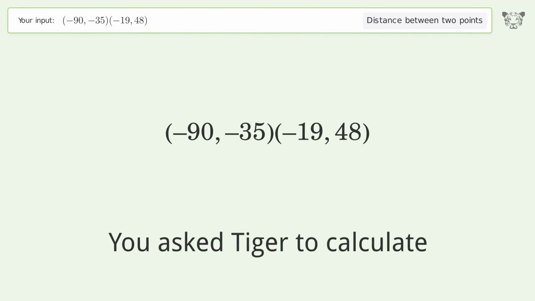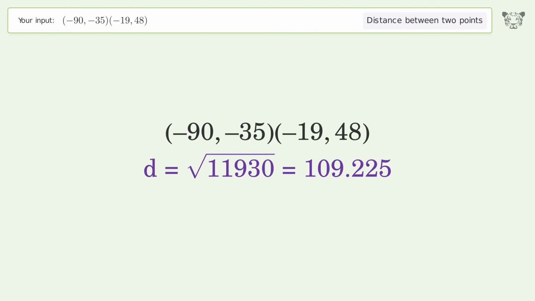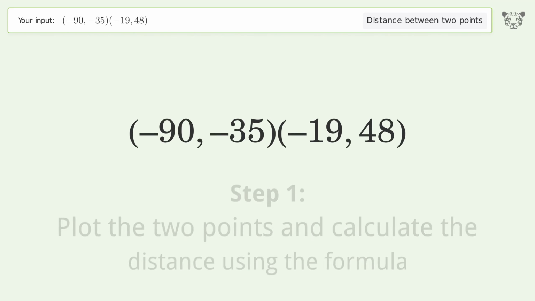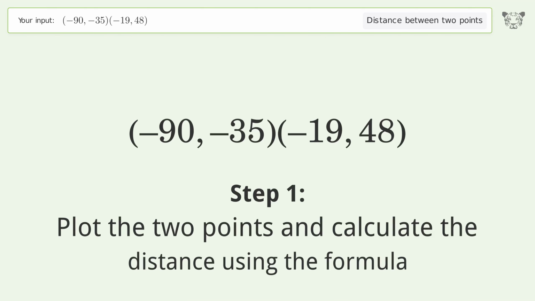You ask Tiger to calculate. This deals with the distance between 2 points. The distance between the 2 points is the square root of 11,930 or 109.225. Let's solve it step by step. Plot the 2 points and calculate the distance using the formula.